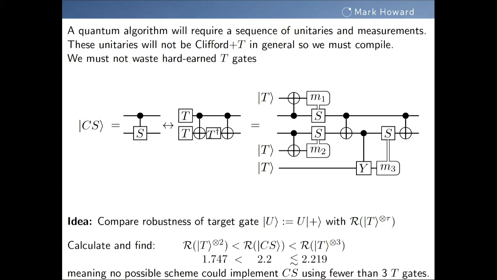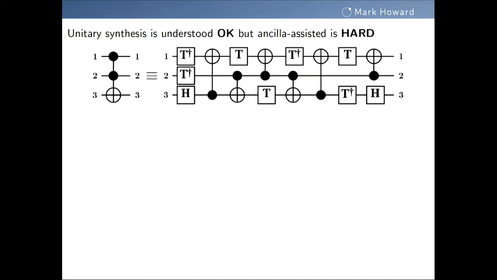So it turns out when you run the numbers that this synthesis is actually really good. So the robustness of the control S state lies in between 2 copies and 3 copies of the T state. And in fact, it's actually 2.2, which is very close to the robustness of 3 T states. So this is actually a very efficient use of magic, being parsimonious with our use of T states. OK, so then let's look at another example, Toffoli.